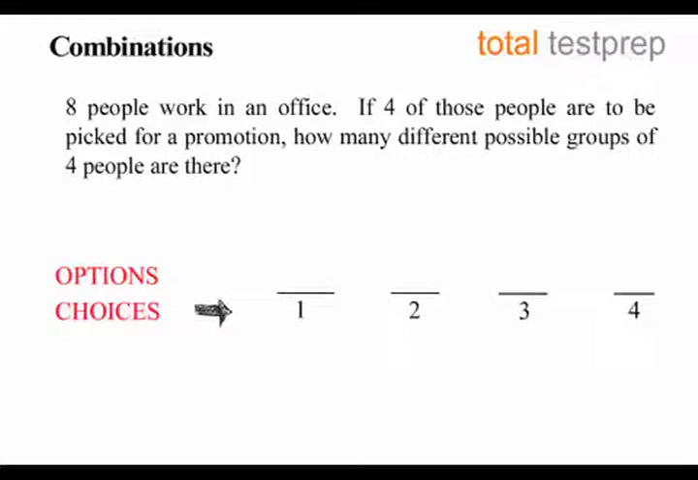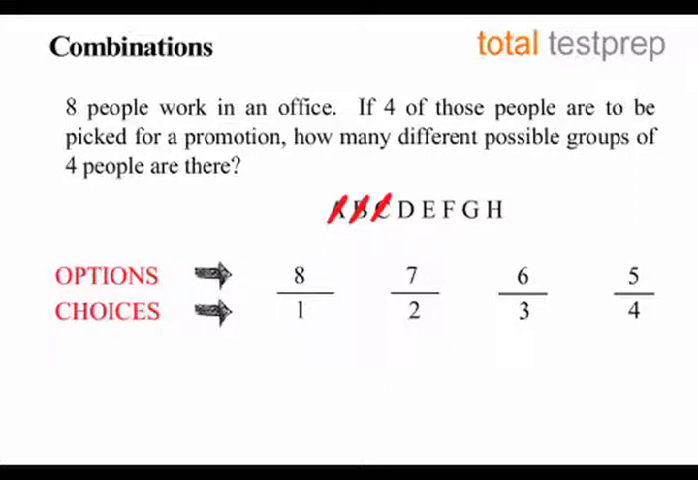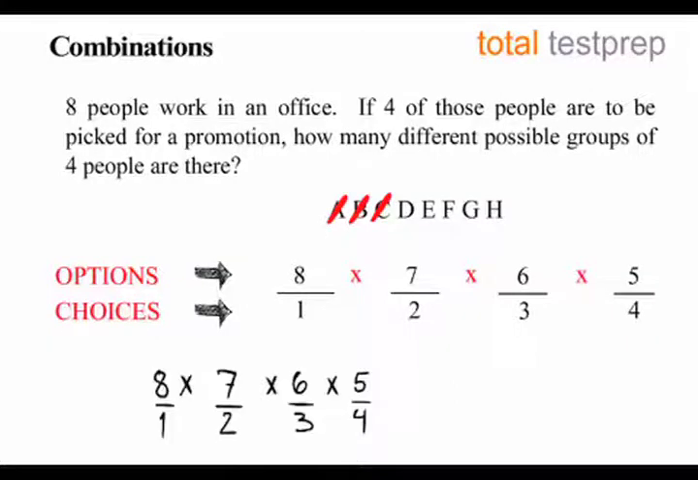So we have 1 person to choose from, then another, then another, then another. There are 8 people to choose from to begin with. So there's 8 options for the first choice for the promotion. Once that person is picked, there's 7 options for the second choice. Once that person is picked, there's 6 options for the third choice. And finally, there's 5 options left for the fourth choice. We multiply those together as if they were fractions.